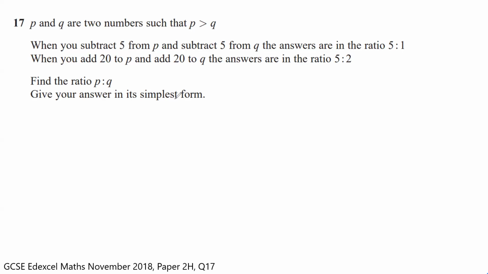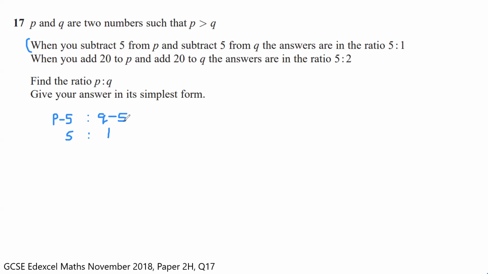So you might not believe me, but this is actually a simultaneous equation question. We've got two unknowns and we've got to figure out what they are. The problem is we've got to build the equations first. So let's get started. Let's deal with one first. We've been told that when we subtract 5 from P, so we've got P subtract 5, and subtract 5 from Q, so then we've got Q subtract 5, that is in the ratio of 5:1.